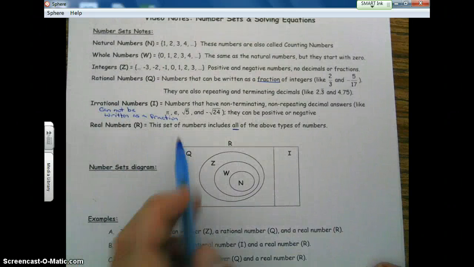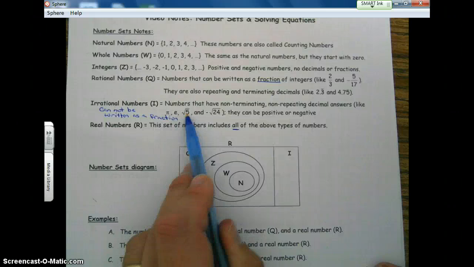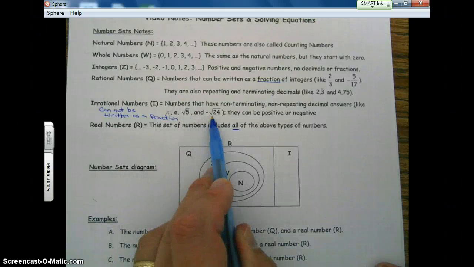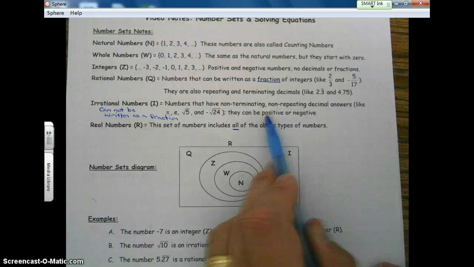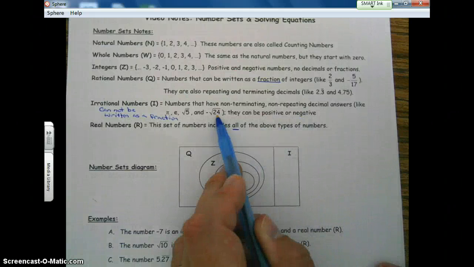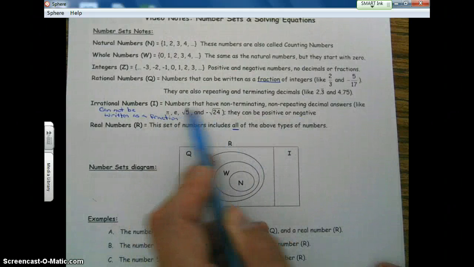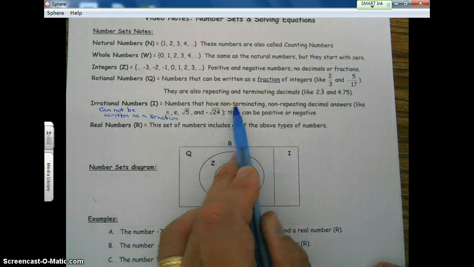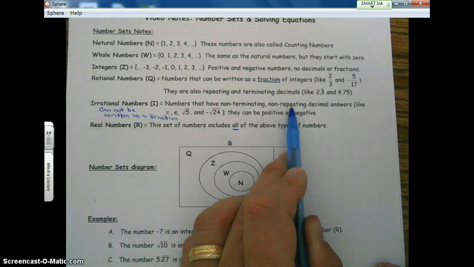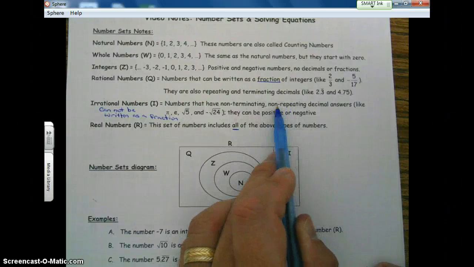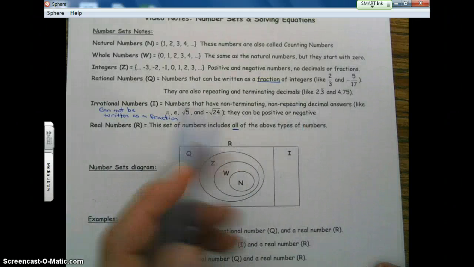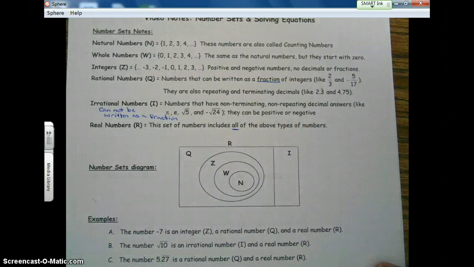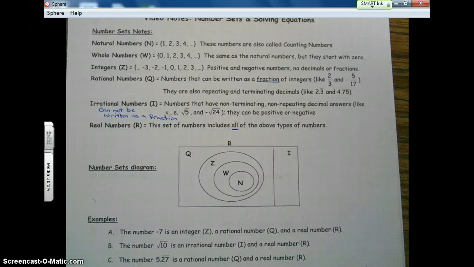Okay, common irrational numbers include pi, e, square root of 5, negative square root of 24. They can be positive or negative. Okay, we cannot write these numbers as fractions. These are decimals that never end, and they do not repeat, like 0.22222222, that repeats. They do not repeat. Okay, 0.23232323, those are repeating decimals.